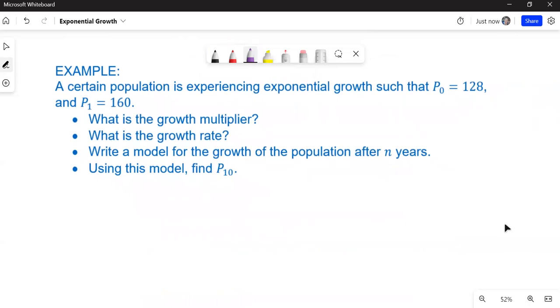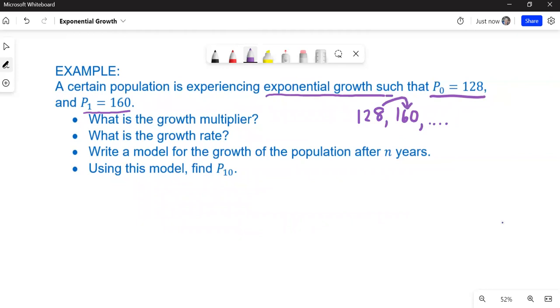This one talks about a certain population that is experiencing exponential growth rate. And we're given two pieces of information, two data points: P naught equals 128 and P sub 1 equals 160. What is the growth multiplier? Well, notice that we're given the starting population and 1 year later, so it looks like this: 128, 160, and so on. This is the sequence.